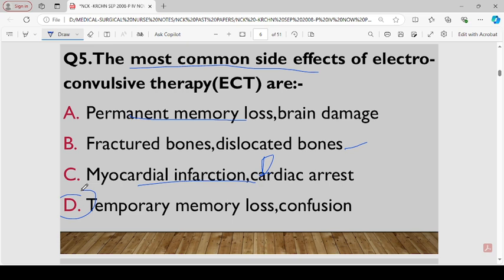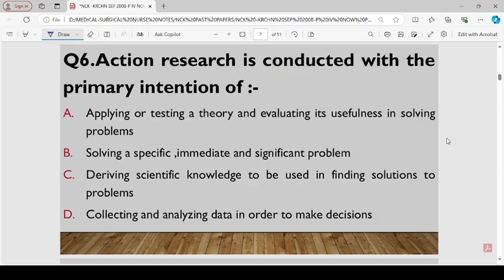So it affects our short-term memory, and somebody will be confused, feeling disoriented for a short period after awaking from that procedure, right? That becomes the problem. Number 6, action research is conducted with the primary intention of, option A, applying and testing a theory. Applying and testing a theory, this you could be talking of applied research, right?